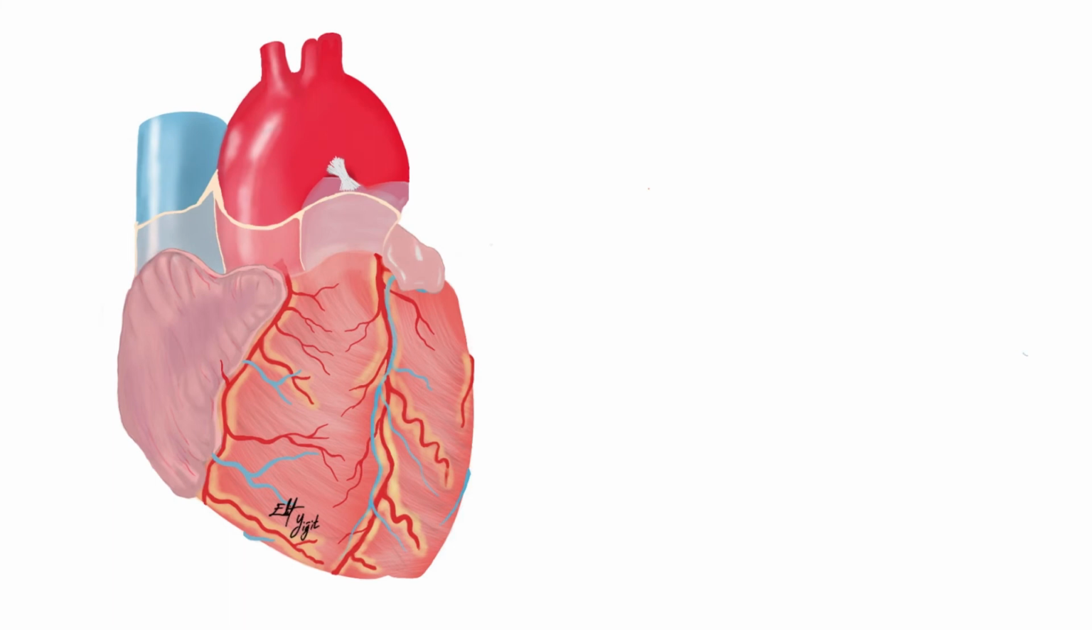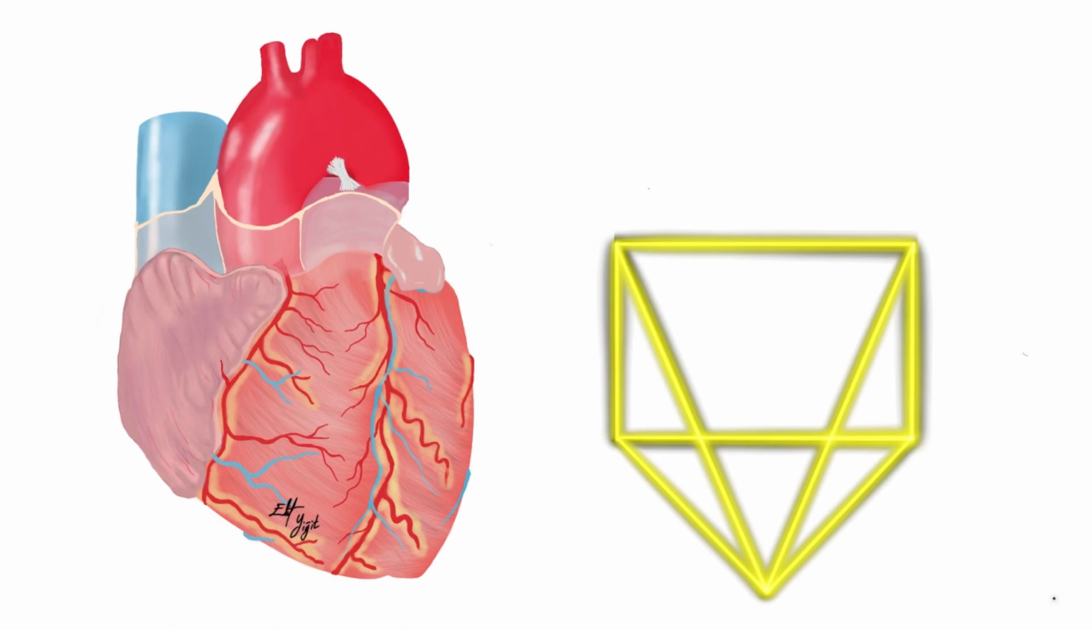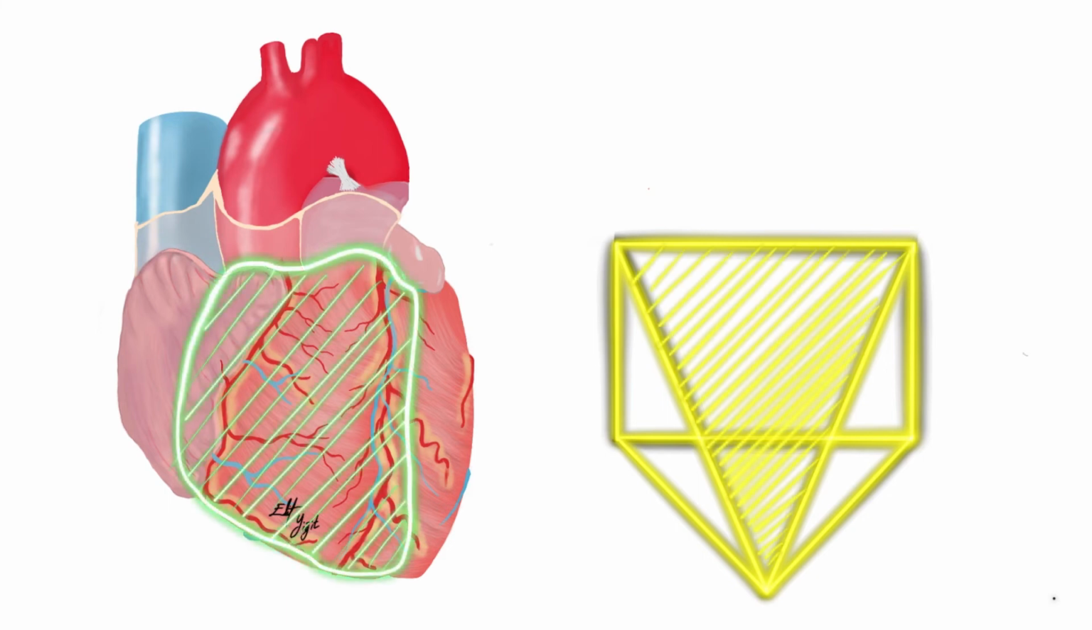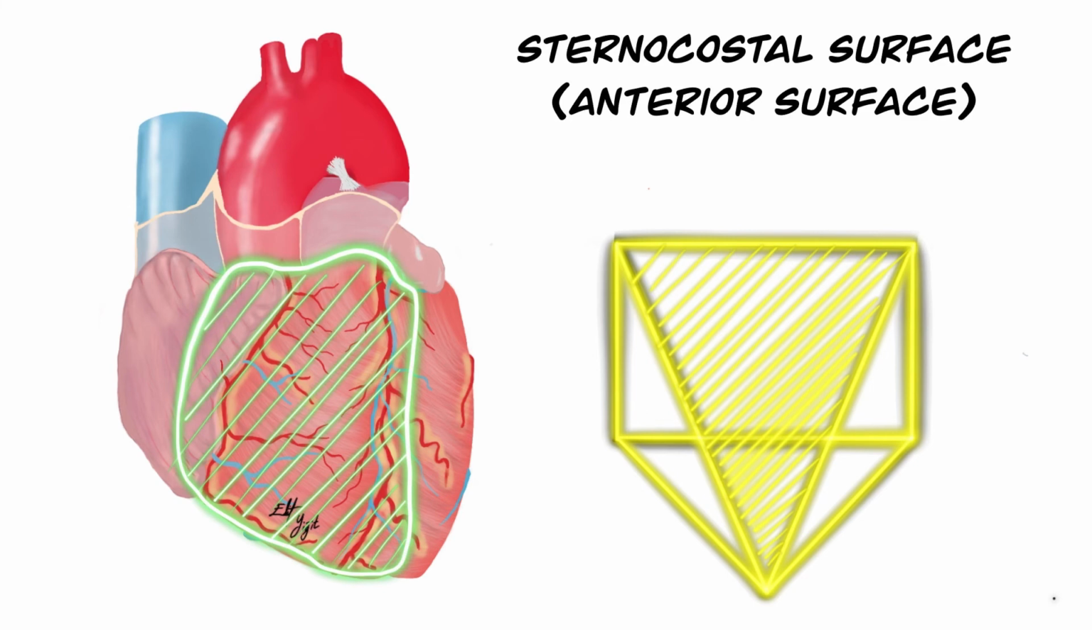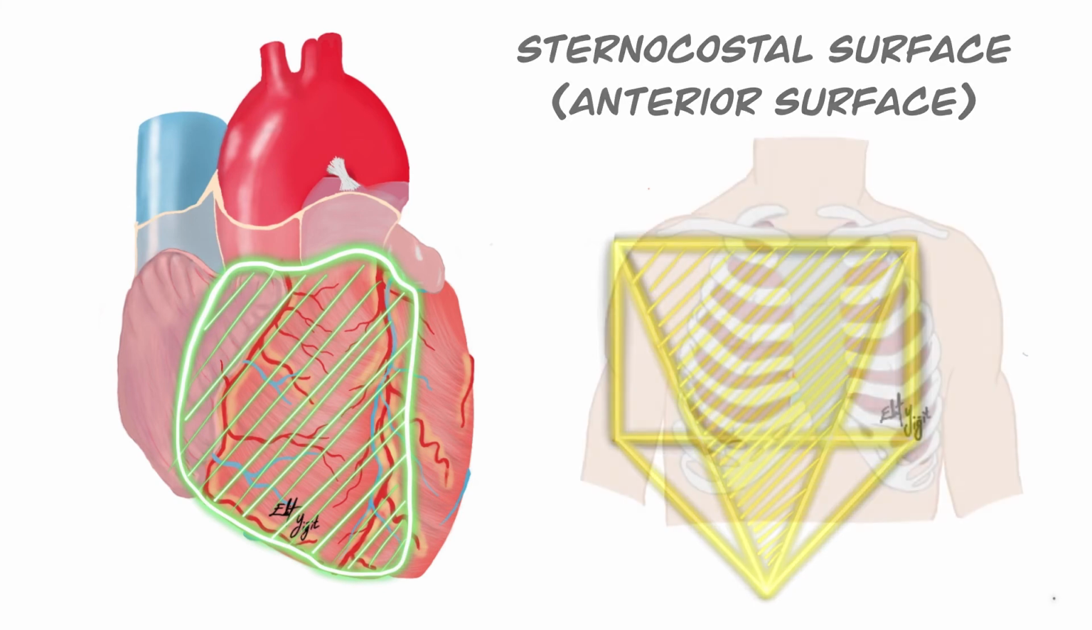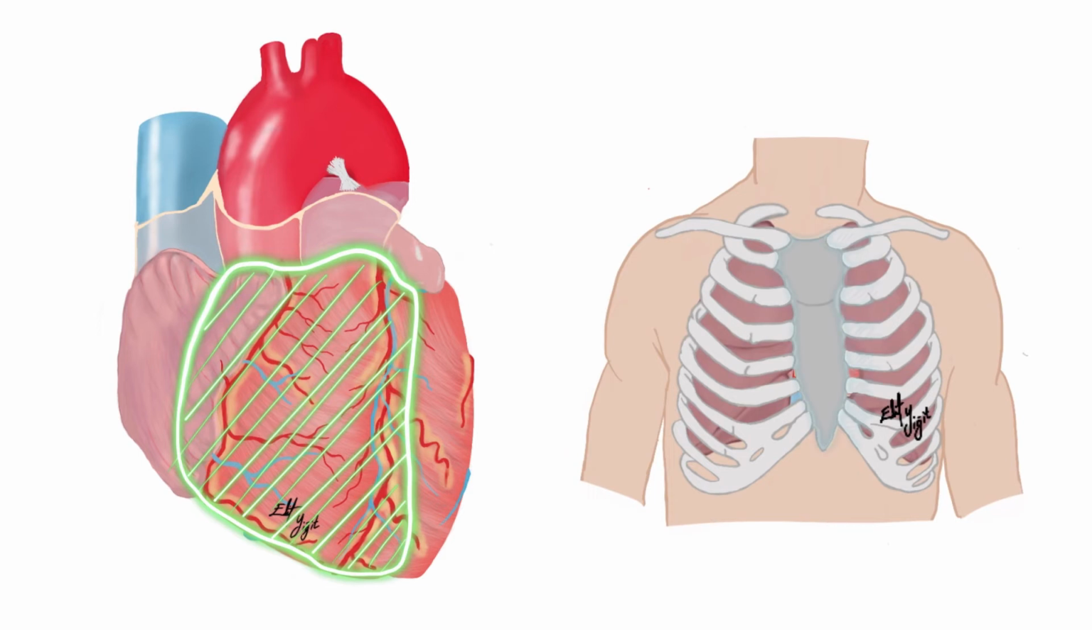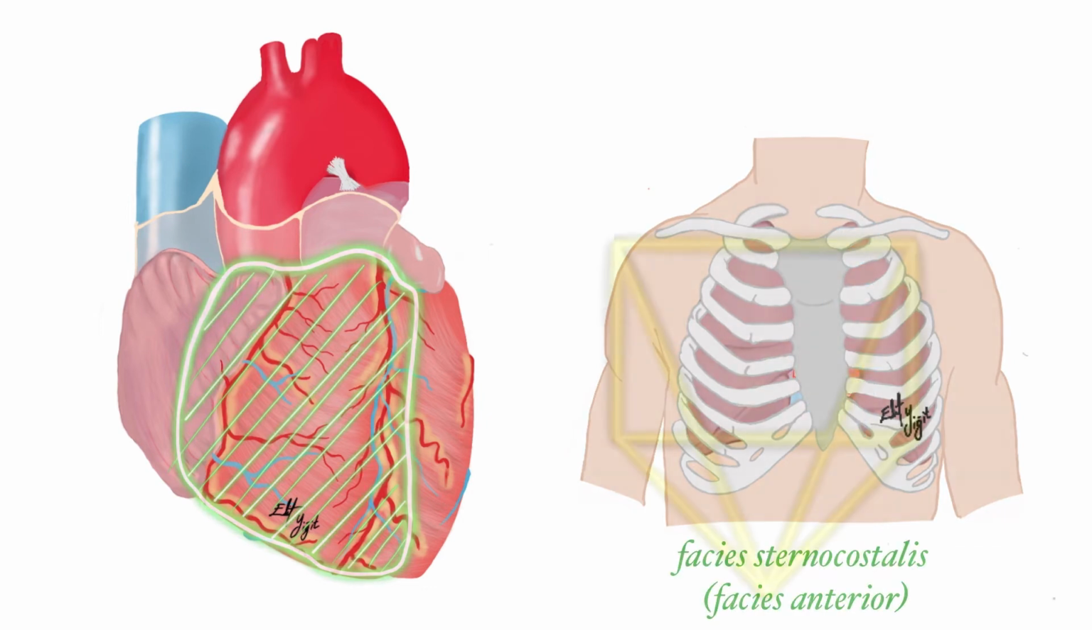The heart has four margins and five faces. Well, I talked about how the heart resembles an upside-down quadrangular pyramid, so for a better understanding, I will show you each face on this pyramid as a model of the heart. Now let's look at each face in detail. The anterior part of the heart is the sternocostal surface or anterior surface. This surface is adjacent anteriorly to the sternum and adjoining costal cartilages. Sternocostal surface is also known in Latin as facies sternocostalis or facies anterior.